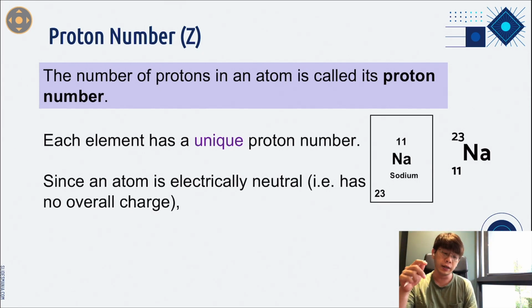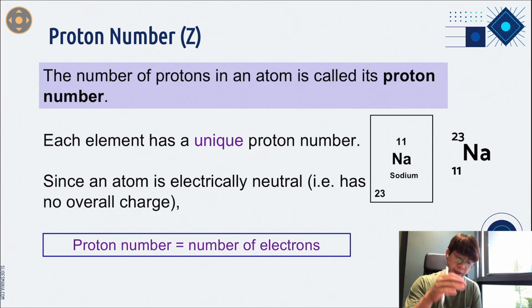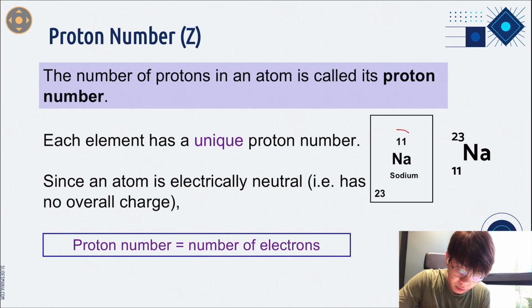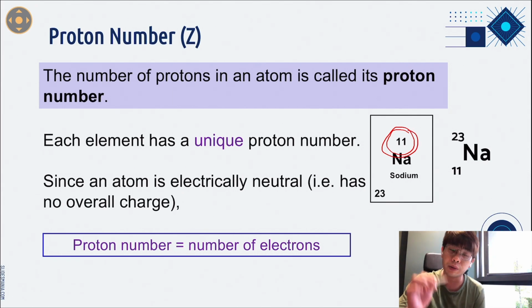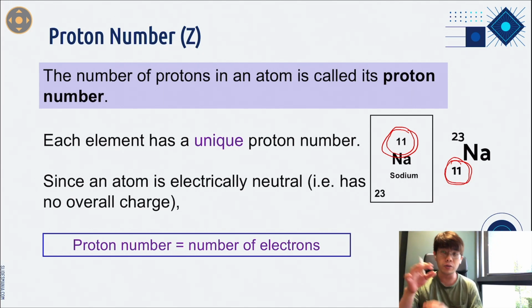And since an atom is electrically neutral, the proton number is actually also the number of electrons. If you look at the periodic table, which is the one on the left, the number on top over here, the smaller number, is the proton number. Now, let's look at the symbol form. In the symbol form, the number here below is the proton number. Please take note that the symbol form and what you see in the periodic table is slightly different, but the smaller number is always the proton number.